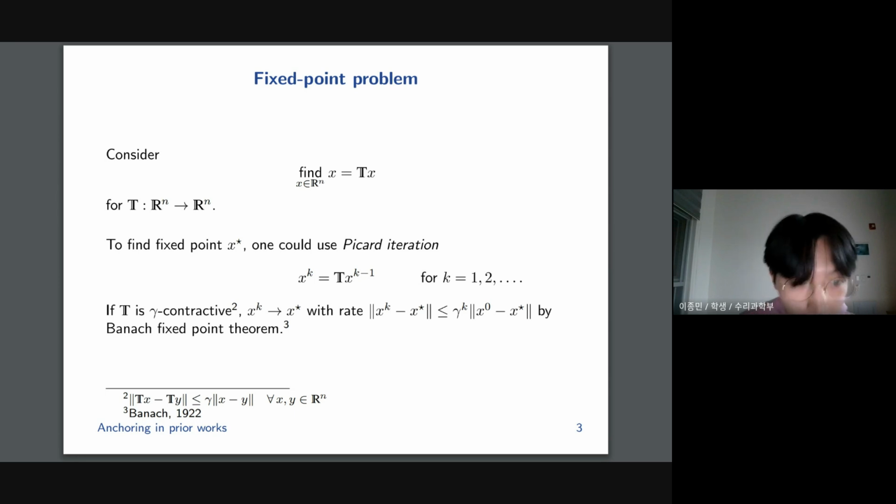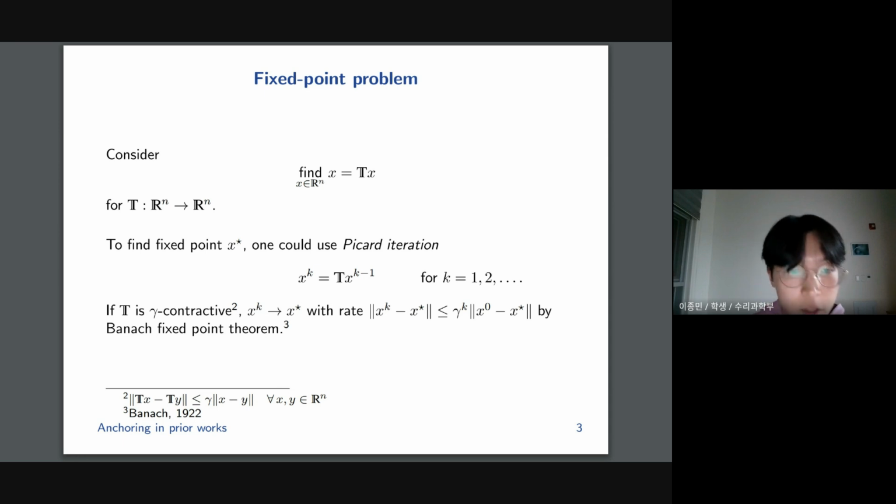To find the fixed point, which I denote as x star, one might apply the Picard iteration, which is defined as follows. To obtain the next iterate xk, you apply the operator T to the current iterate xk minus 1, and repeat this every iteration. Interestingly, the convergence of Picard iteration is guaranteed by the Banach fixed point theorem.